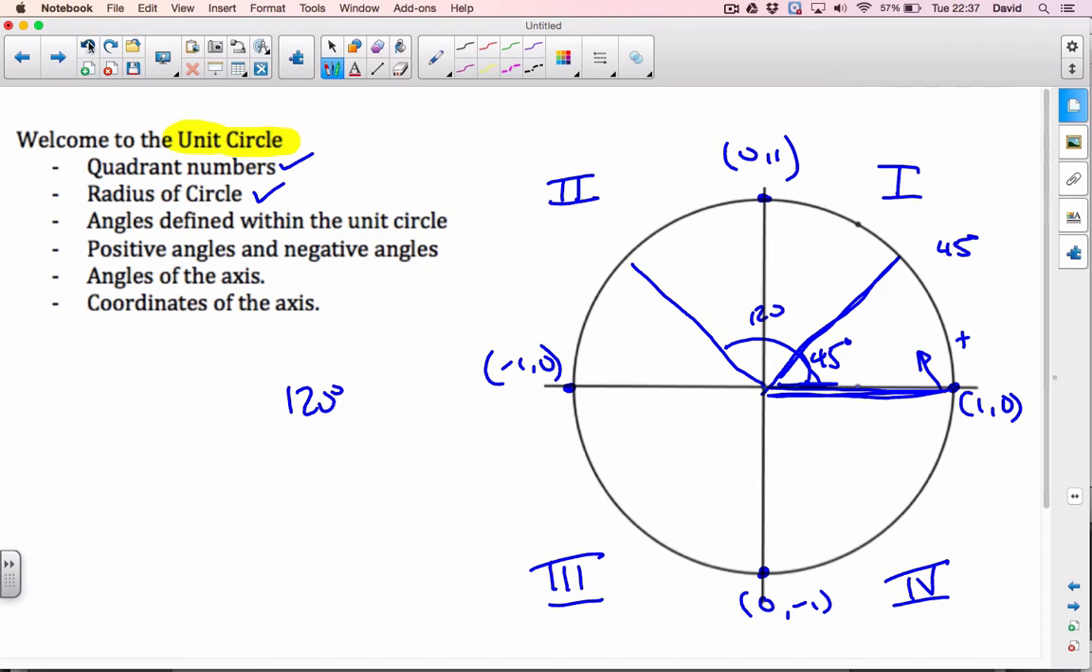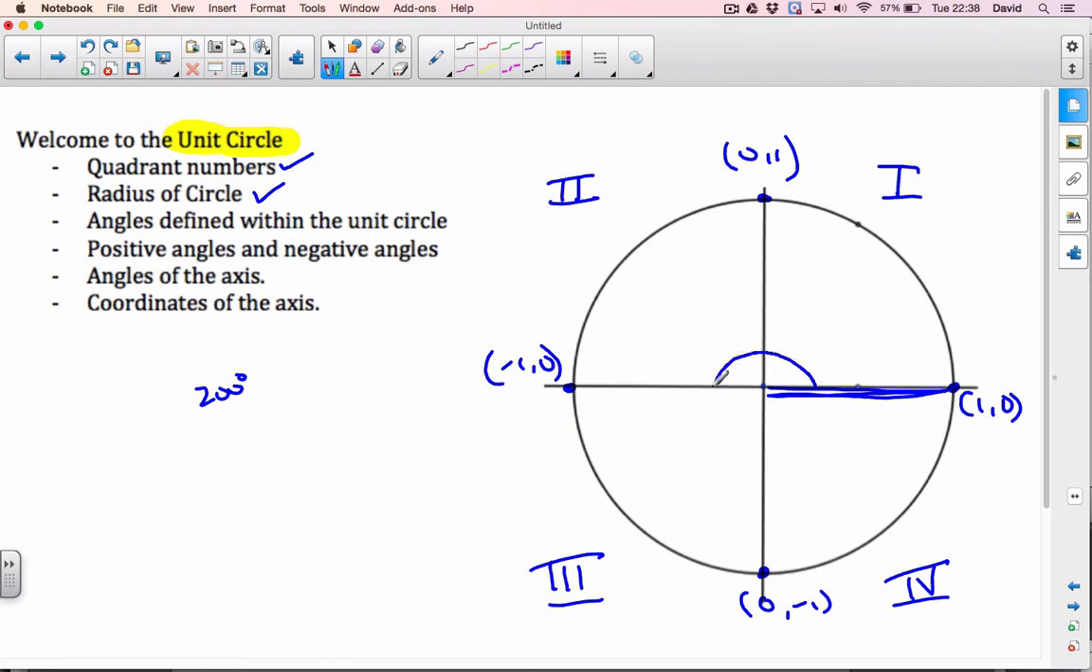And so I can find lots of different angles. If I want to do, let's say, 200 degrees, well, I start here always, and I go around to here is 180, and a little bit further to here is going to be 20 degrees, and this is 180, and so in total I have 200 degrees. And so that's how this works.